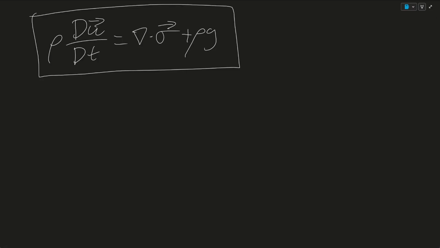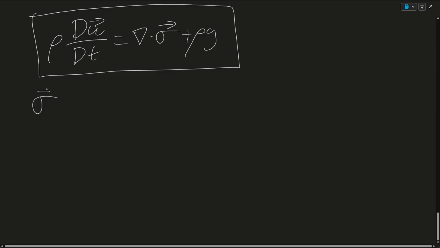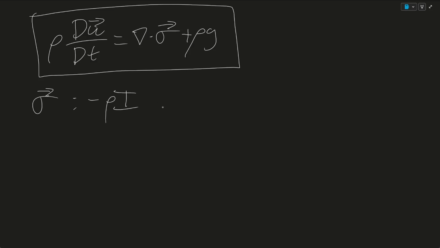We can decompose our tensor into a thermodynamic pressure part, minus p, and I should make clear that's a p, not a rho, and a viscous deviatoric part, which is going to be tau. And we can say that sigma sub ij is equal to minus p, and I'm going to do my horrible delta thing.